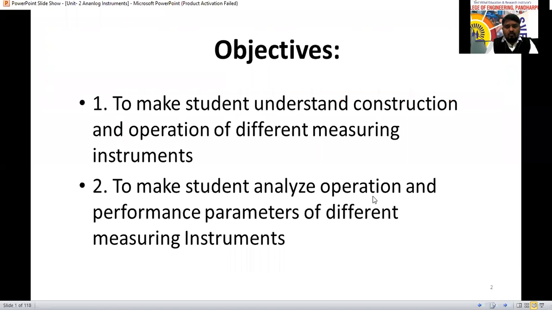The main objective of this chapter is to make you understand the construction and operation of different measuring instruments. Actually, this is about electrical measurements. Normally, what parameters are we going to measure in electrical? Voltage, current, power, energy, resistance, inductance, capacitance. So you have to understand the construction and operation of different measuring instruments, for example voltmeter, ammeter, wattmeter.